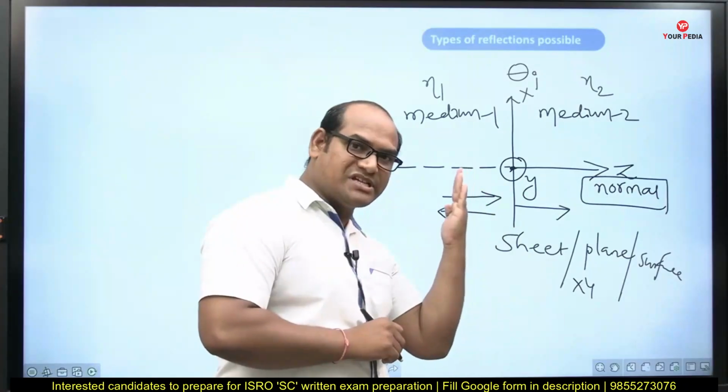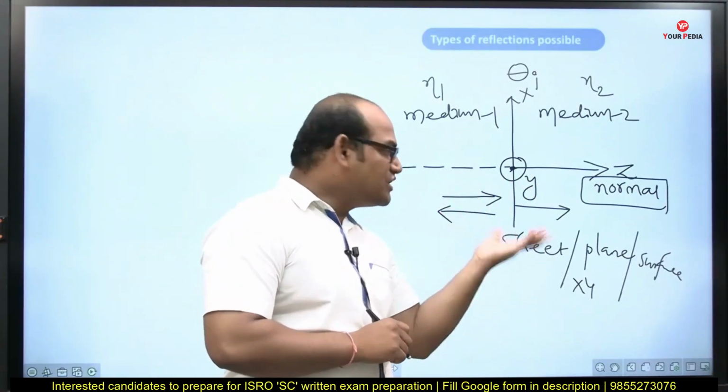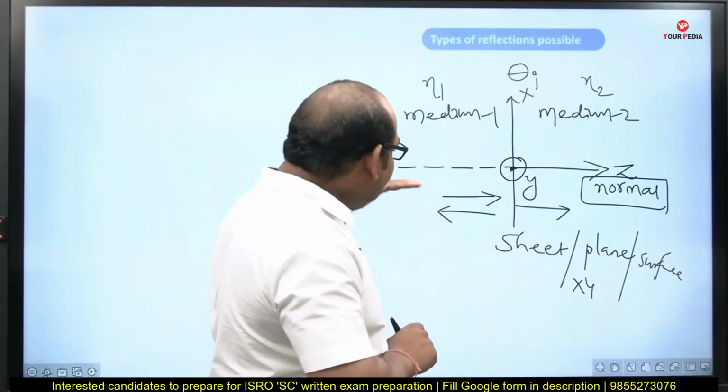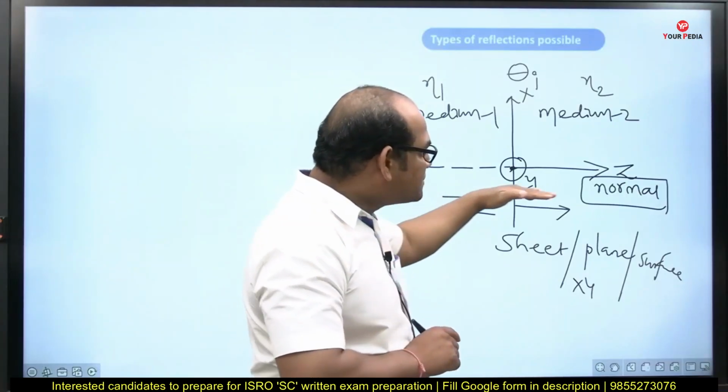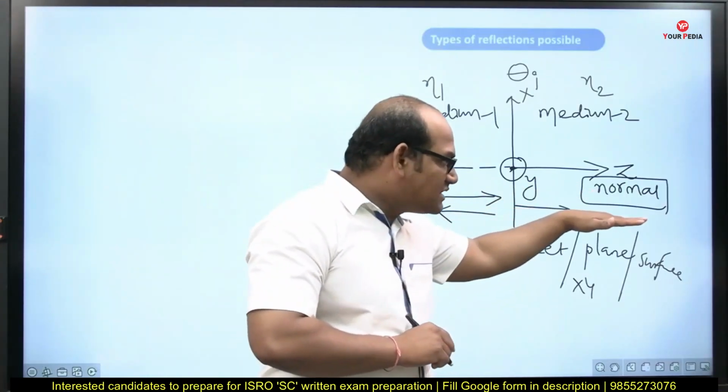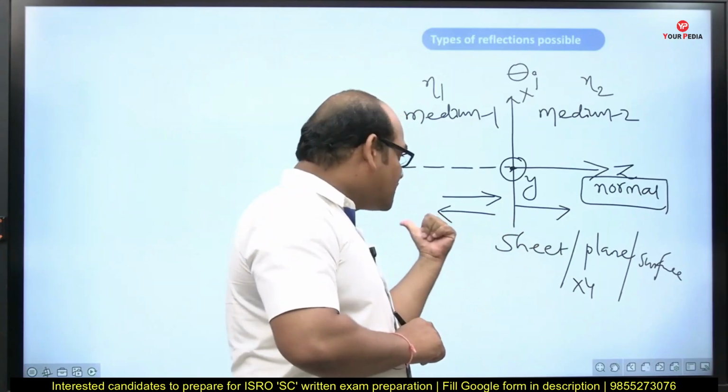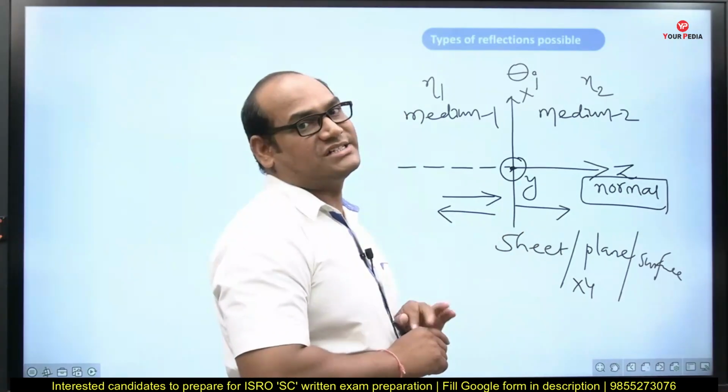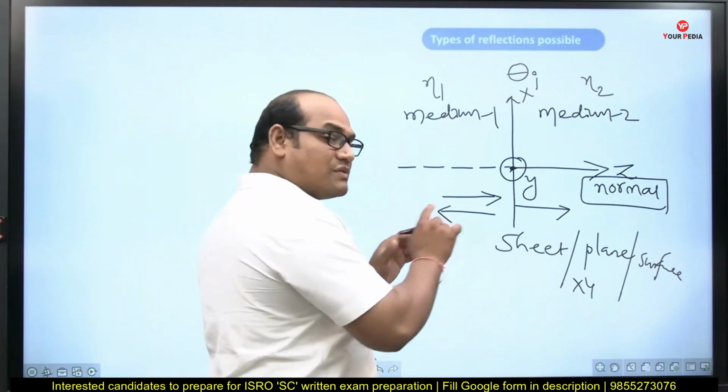Reflection means the direction will be changed, right? So like this it will come. So in general, in this particular case, the incident wave is having the direction of z, the transmitted wave is having the direction of z, but the reflected wave is having the direction of minus z.